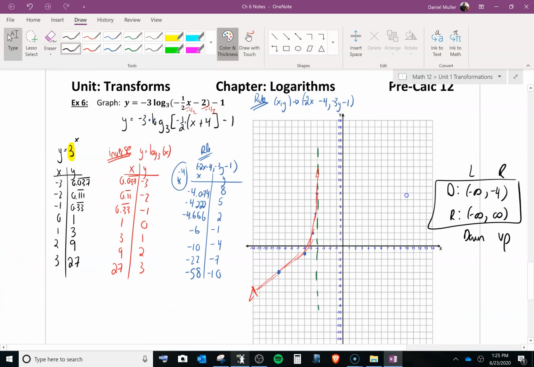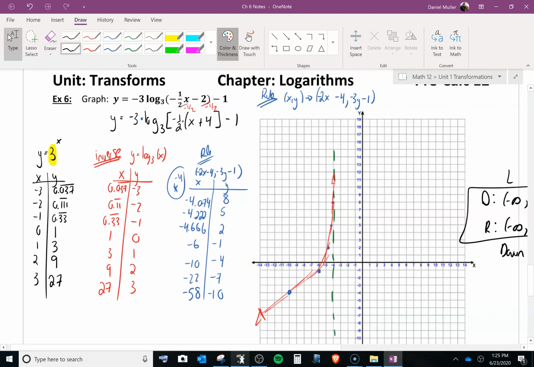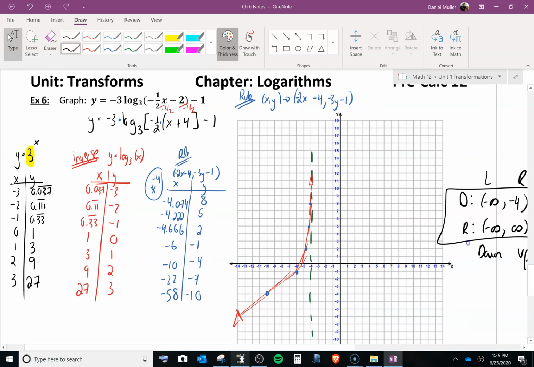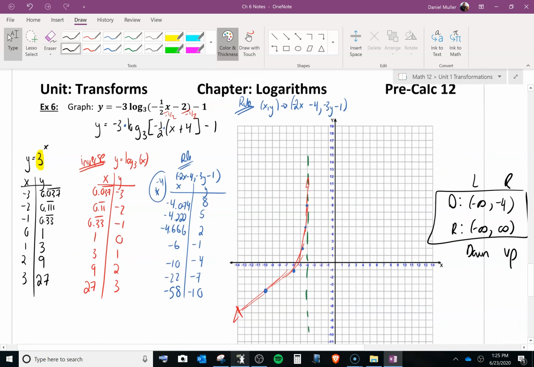So there is the graph. But like I said, the notes show it a little bit nicer, so you might want to go back to those. But hopefully this gives you a bit of an idea of how to graph logarithms. You start with the base, the exponent, you switch the x and the y to get the log, and then you can do all the transformations to it.